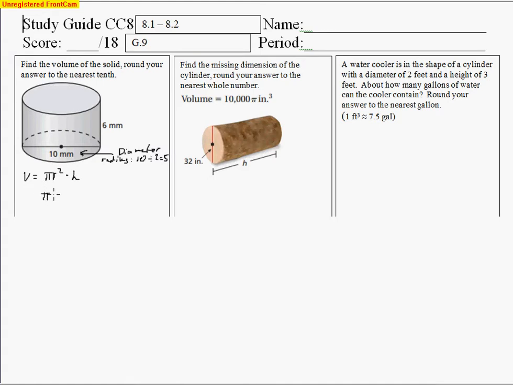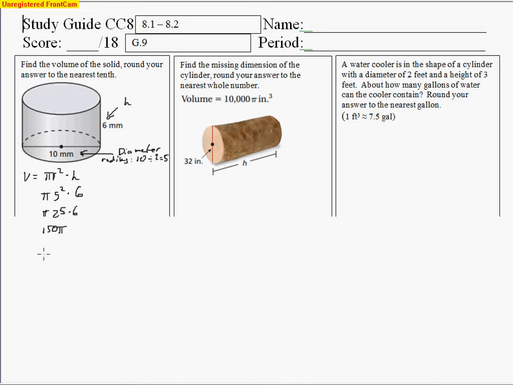So pi times 5 squared times 6. The distance from circle to circle is the height. Now we substitute the numbers and multiply. 5 squared is 25, and 25 times 6 makes 150 pi. Now this is the exact answer, and this is in cubic millimeters.